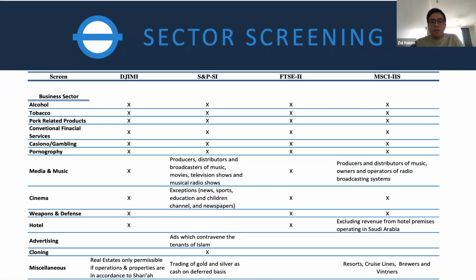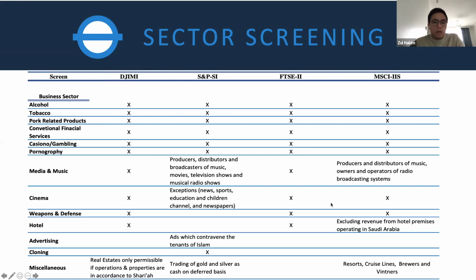Okay, just an overview of what we have mentioned before. We can see from the four columns here the major mainstream Islamic indices that have been provided by the mainstream investment market. The first column here, we have the Dow Jones Islamic Market Index, and the second column, S&P Sharia Index. The third column, Financial Times Stock Exchange Index, and lastly, Morgan Stanley Capital International Islamic Index Series.